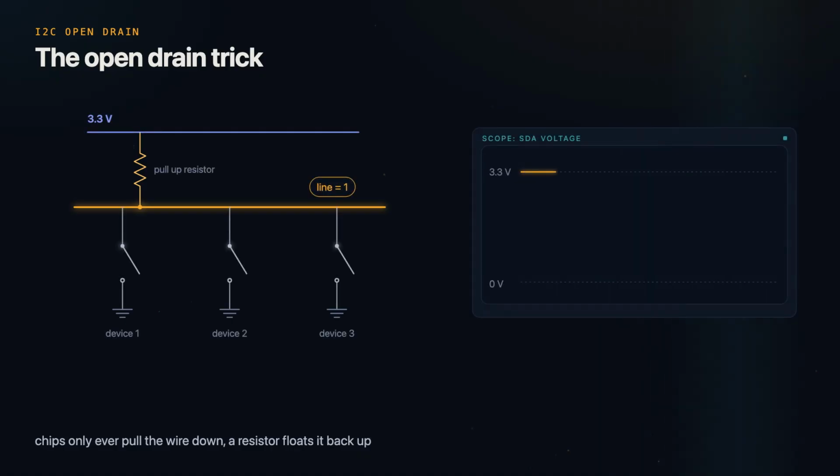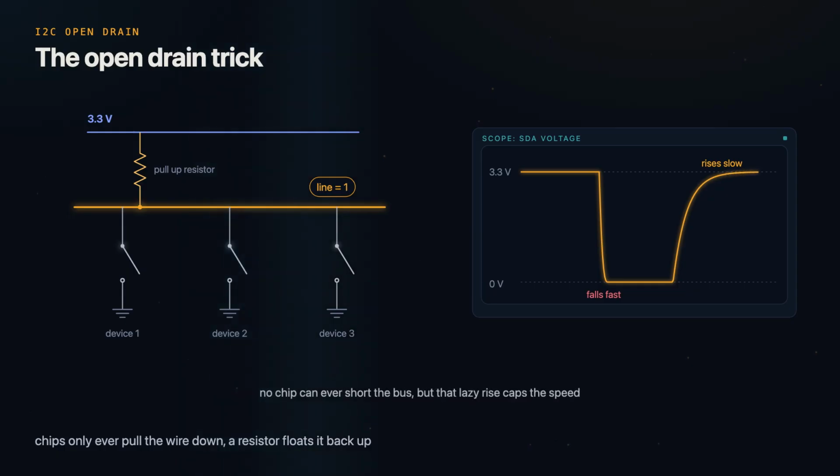One last trick makes this safe. On I2C, no chip is ever allowed to push the line high. A chip can only pull it low or let go. A resistor gently floats the line back up when nobody is pulling. So even if 2 chips talk at the same instant, they can never fight and never short the bus. But watch the scope. The line falls fast and rises lazily because that resistor has to recharge the whole wire. That lazy rise is the speed limit built into I2C.